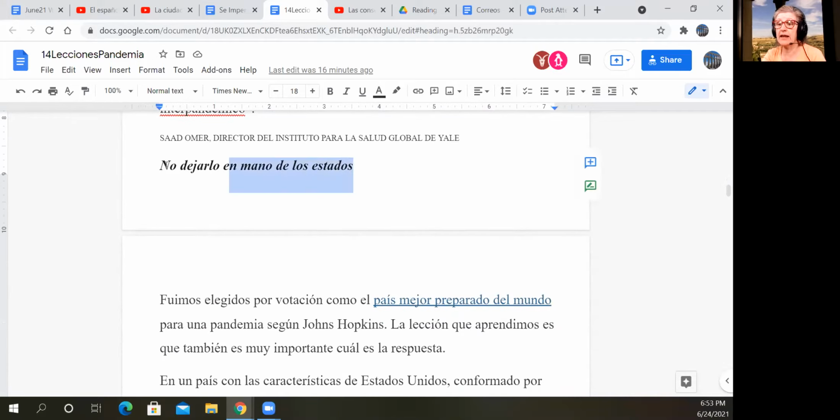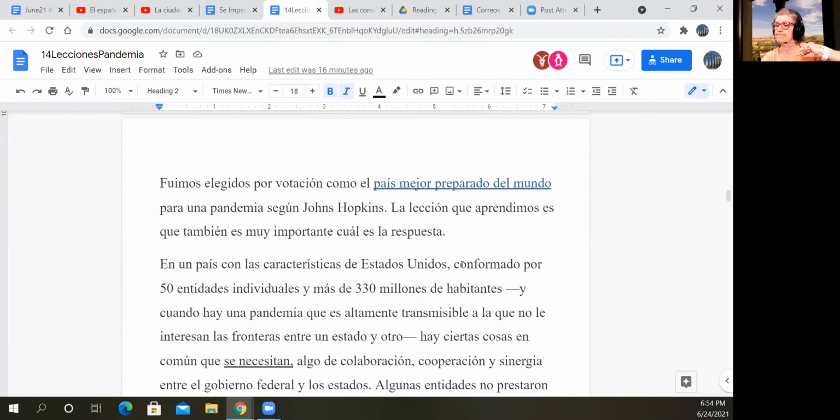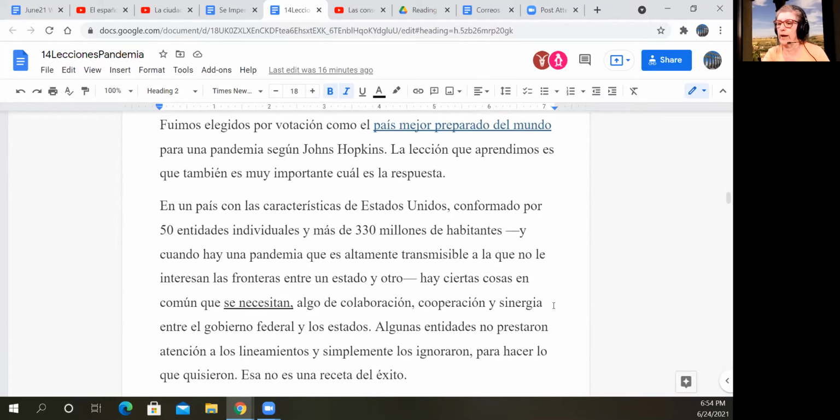No dejarlo, and here again, you'll notice because it's in a title, they left it as an infinitive. Okay, that came up before. No dejarlo en mano de los estados. Don't leave it in the hands of states. Okay. Tenemos 50 estados. No es una manera muy eficaz de gestionar. This is not a really great way to manage things, is what this is going to talk about. See?